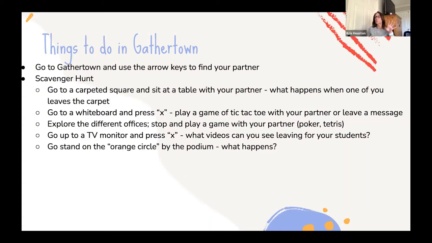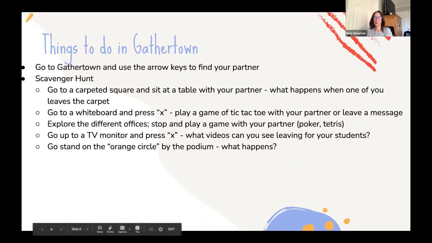You can go up to a TV monitor and press the X key, and then think about, I have these TV monitors, what videos might I leave for my students to go around, maybe in my classroom space? And then there's the orange circle by the podium. Go up there and stand on the orange circle and see what happens. Those are just a few things, but feel free to explore more.